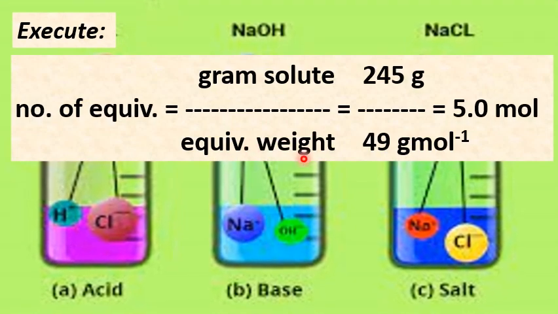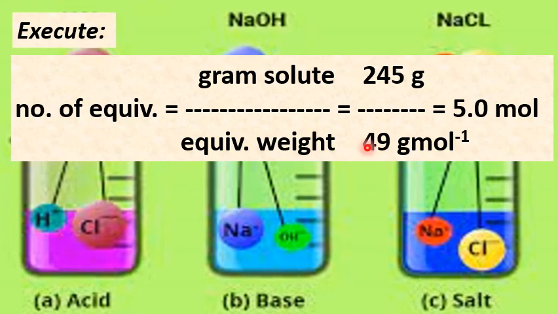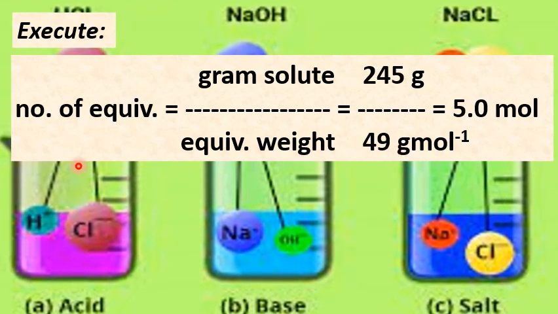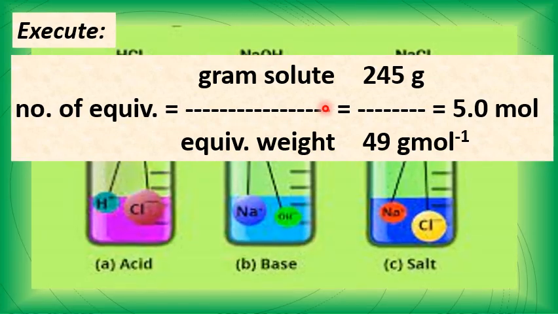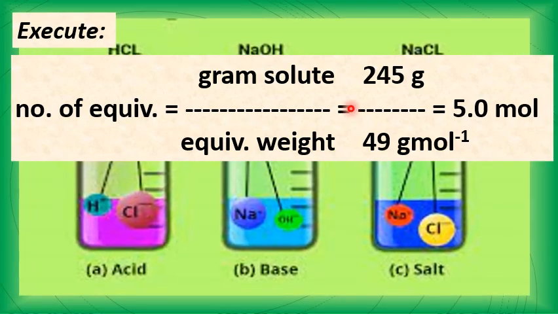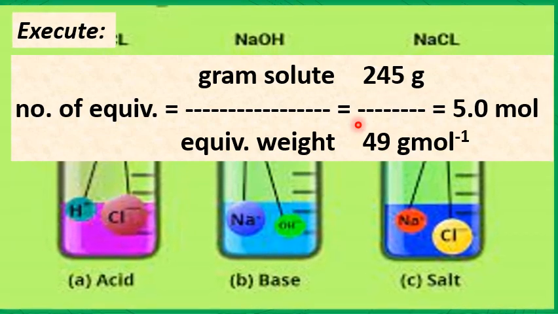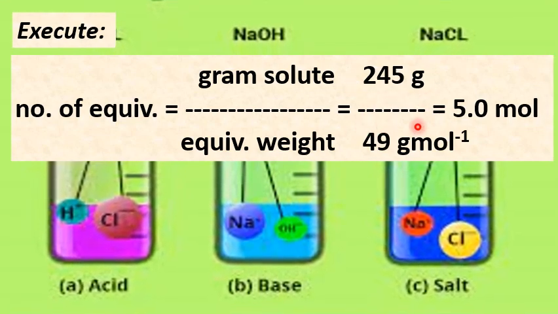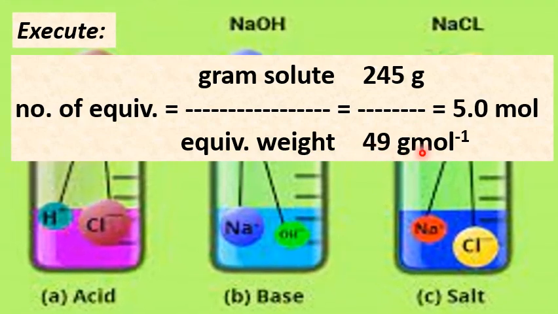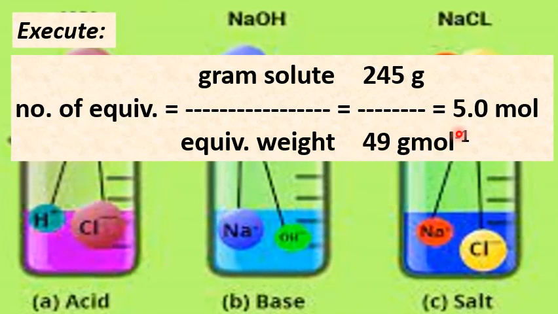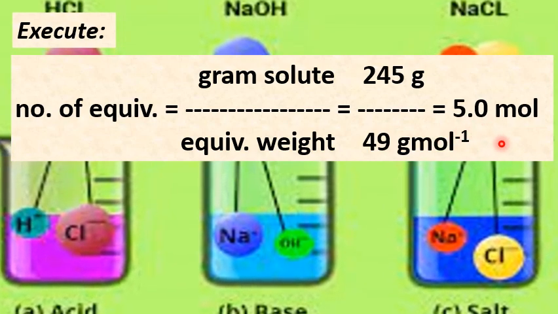All right, so after getting the equivalent weight or equivalent mass of the solute, we will now determine the number of equivalents, which is simply dividing the given mass in grams of the solute, which is 245 grams, divided by the computed equivalent mass or weight, 49 grams per mole, and that gives us the number of equivalents equal to 5.0 mole.